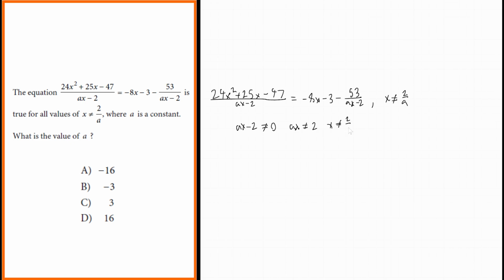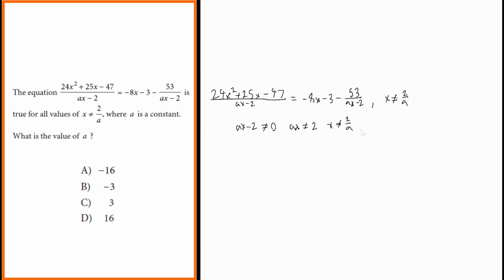So I'll start by writing out this equation. We have this stipulation that x cannot equal 2 over a, and that simply comes from these denominators here. We have ax minus 2 in the denominator, and of course, we cannot divide by 0, so these denominators cannot be equal to 0, which means that ax cannot be equal to 2, which means that x cannot be equal to 2 over a.